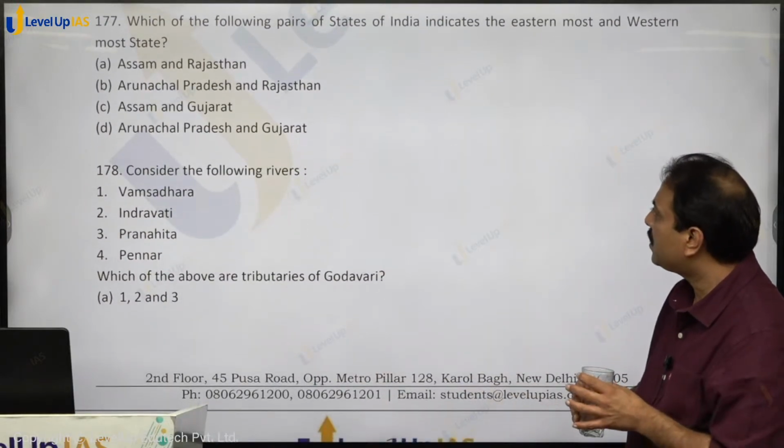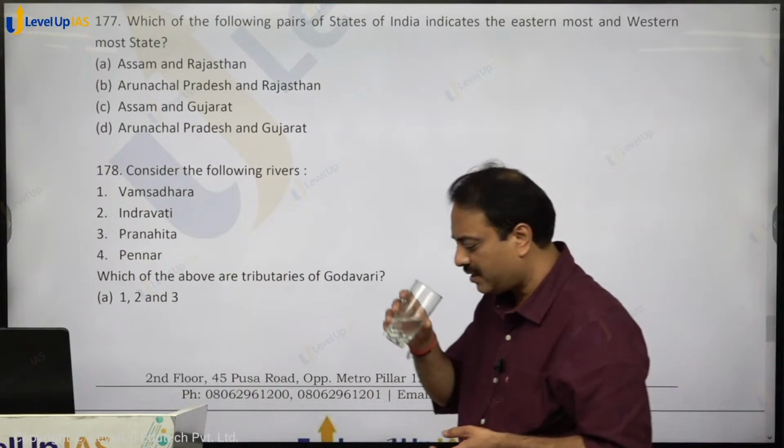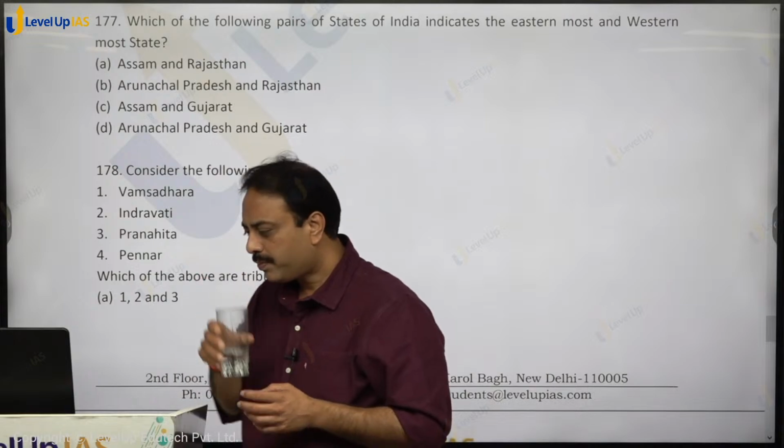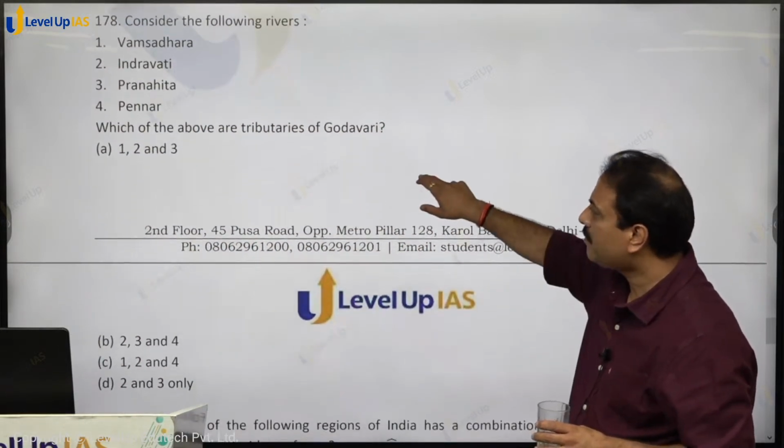Which of the following pairs of states of India indicates the easternmost and the westernmost state? Arunachal Pradesh and Gujarat. Option D, D for dog.